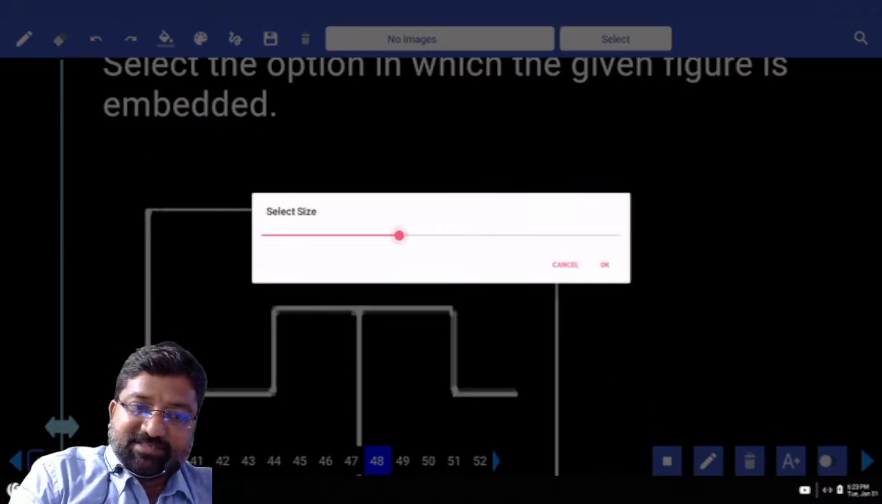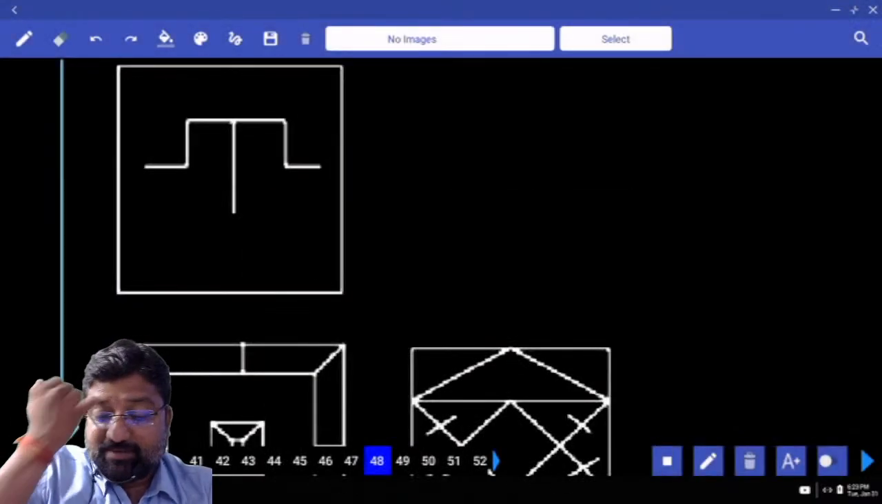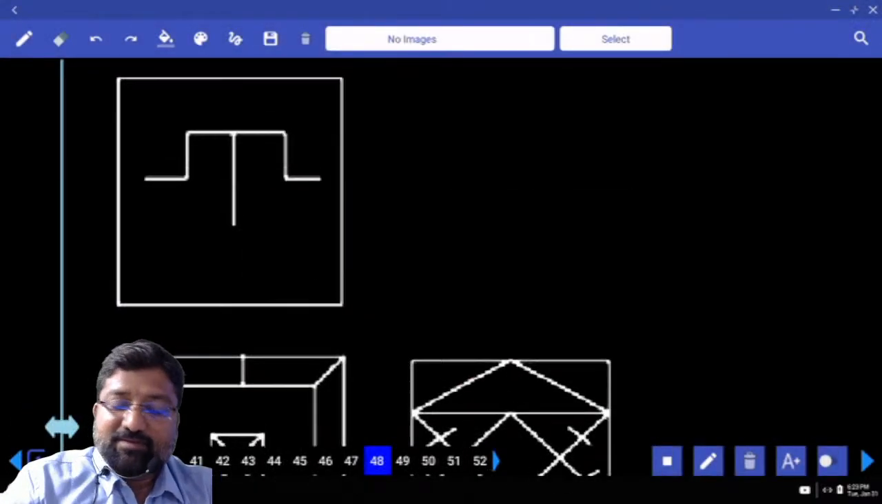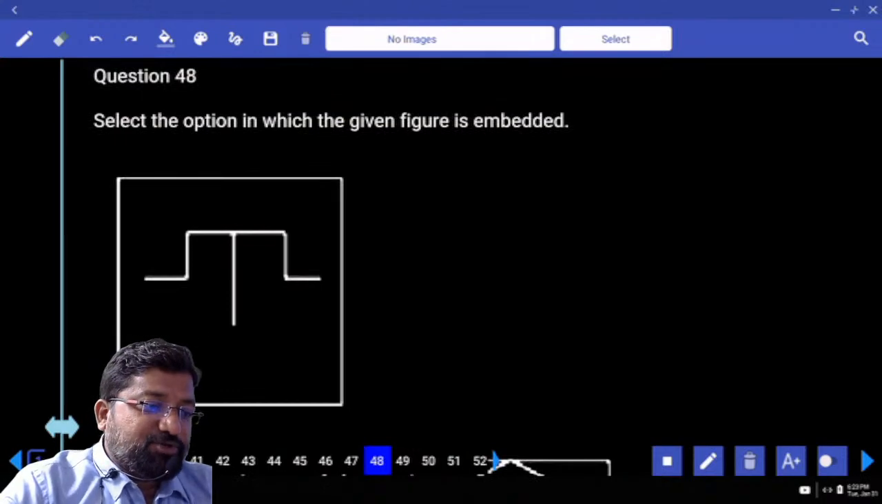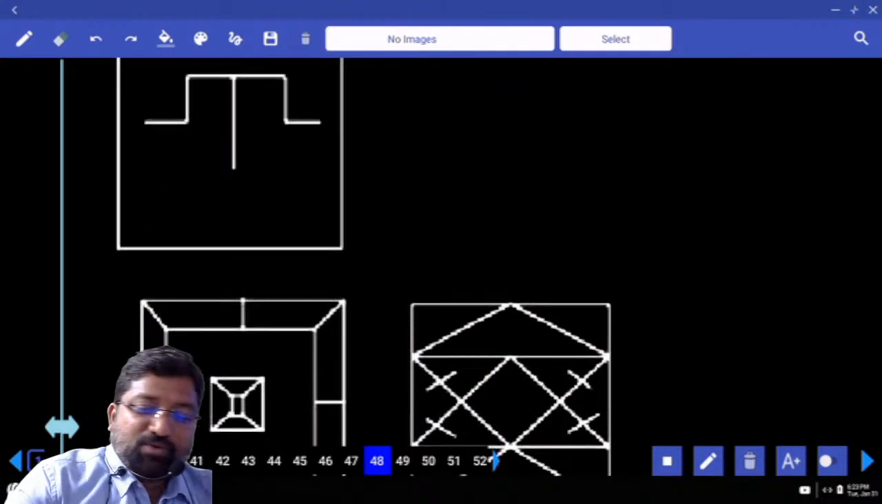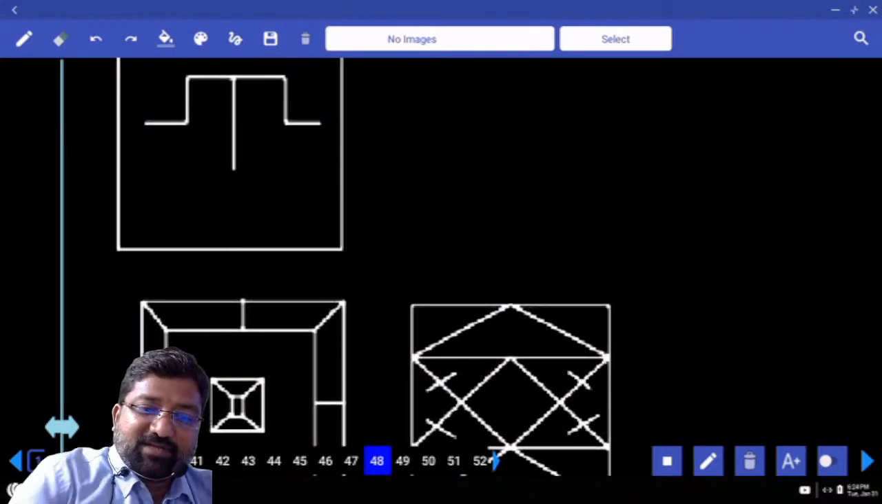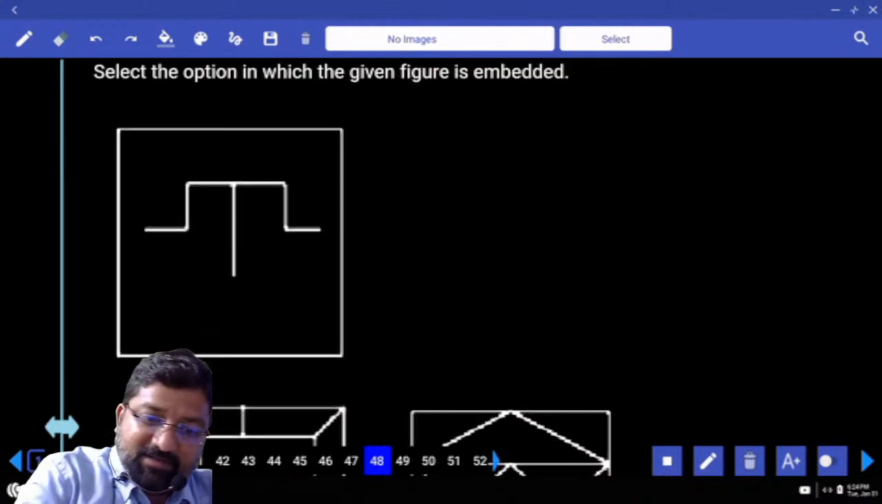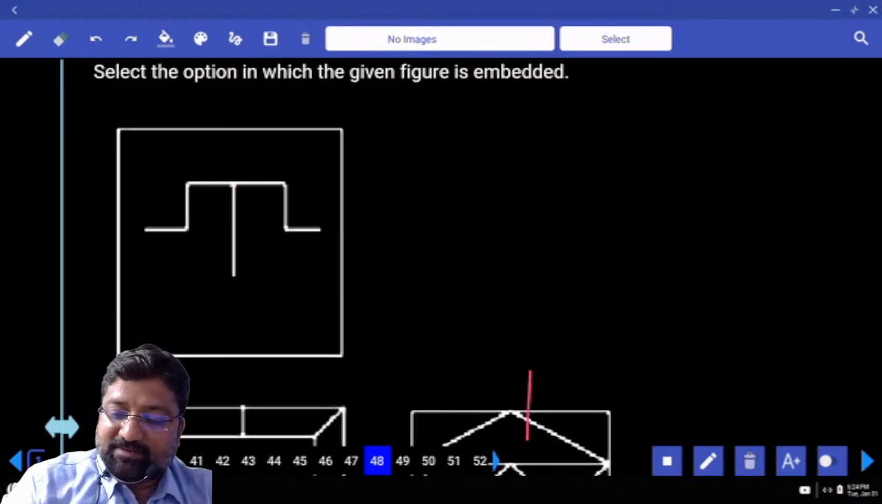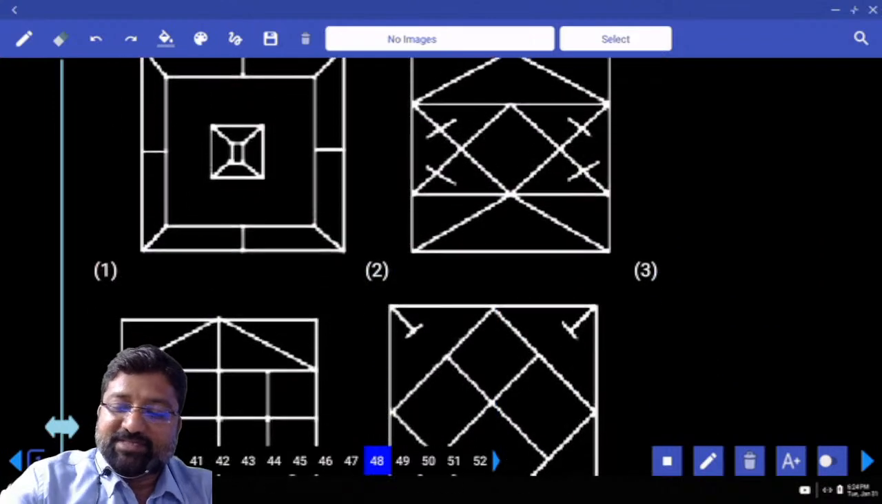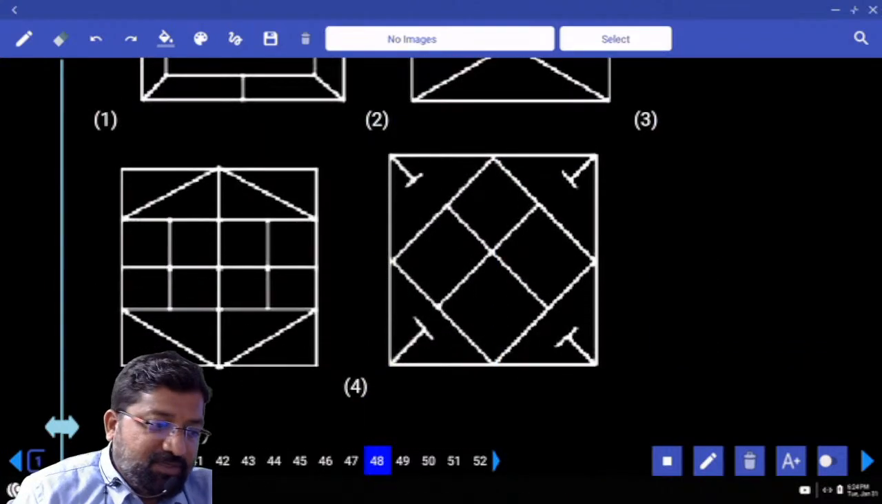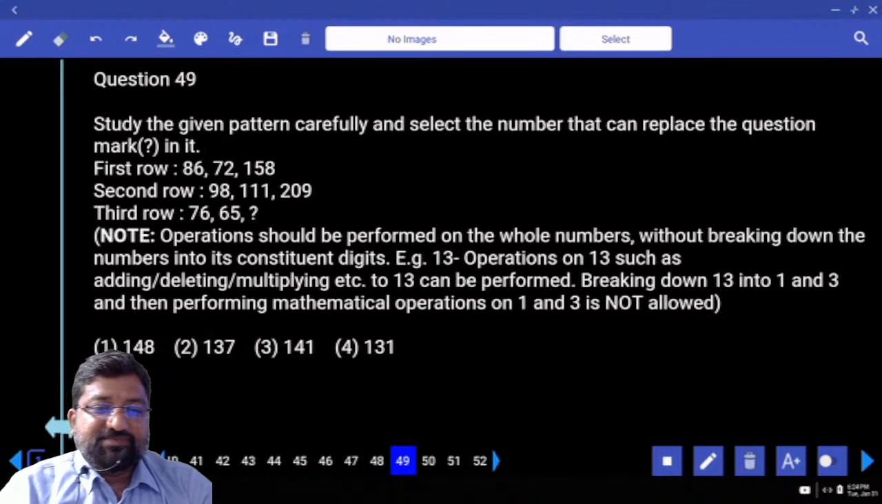Where do I see this? Embedded or not embedded? Amma? Any conditions? Rotation is not possible, something like that? No. But where do you find that? This one line is enough to guess the answer in the middle. That vertical line. What should be my answer? Third option. 49th question. Let us see this 49th.